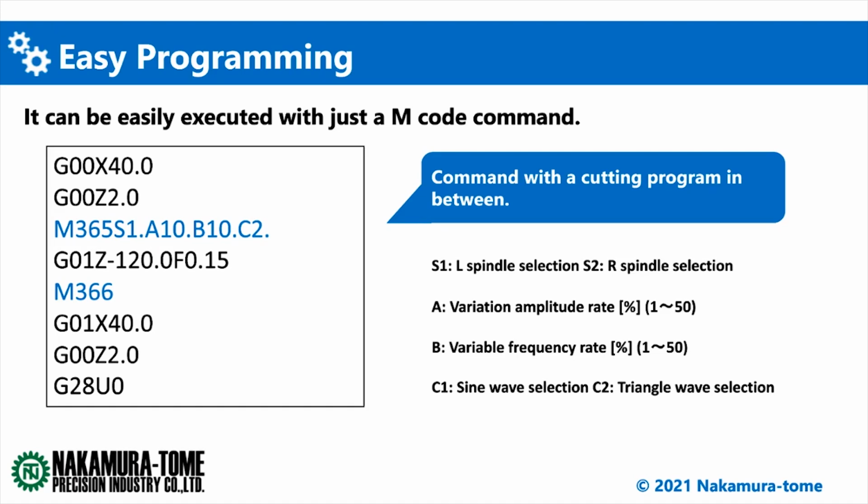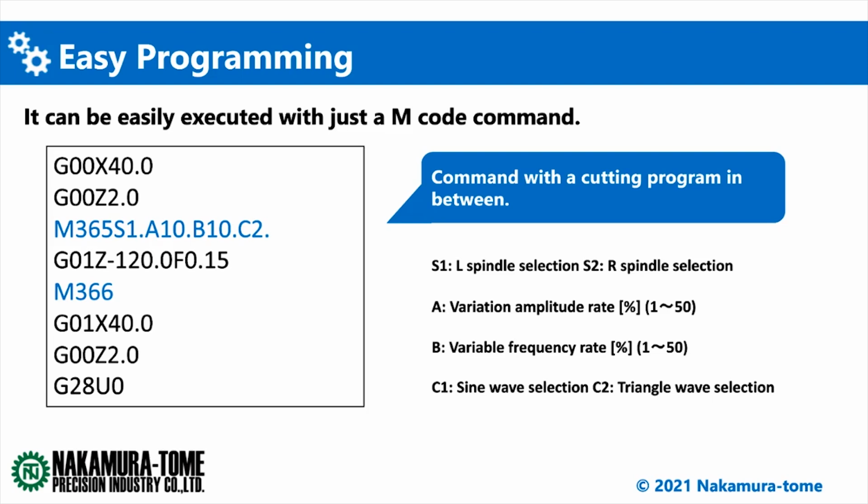A is the variation amplitude rate. It determines how wide the variation of the spindle speed will be. Basically, it should be set at 10. And if the chattering does not stop, you can increase this factor. B is the variation frequency rate, which determines how often the speed should be varied. Basically, you can set this at 10 and adjust it according to the result.